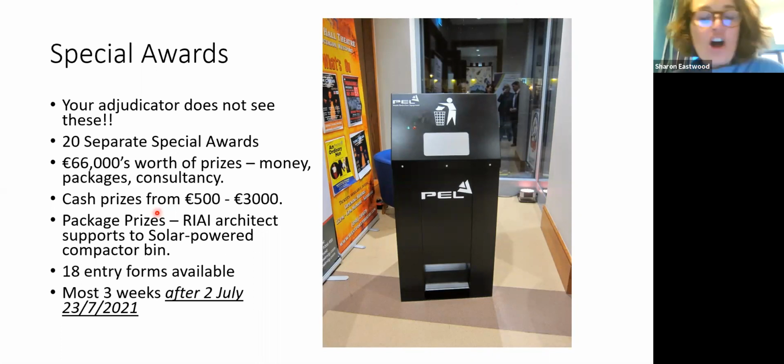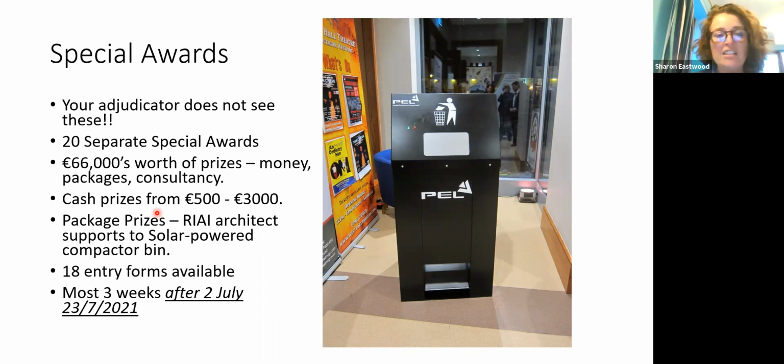Your adjudicator does not normally see your special awards. There are 20 different separate special awards, all funded by the EPA, the Heritage Council, the Architects Association of Ireland. So I'm highlighting that technically they go to 20 different judging panels. So if you entered all 20 awards, you could be awarded all 20 awards, because there's no cross-checking if everybody in Sligo has won the awards. So that's one thing to be aware of.